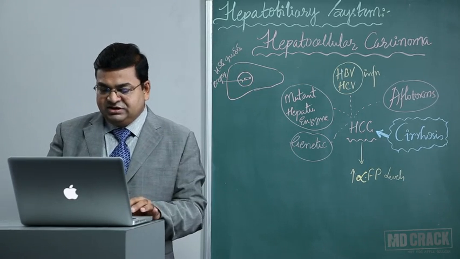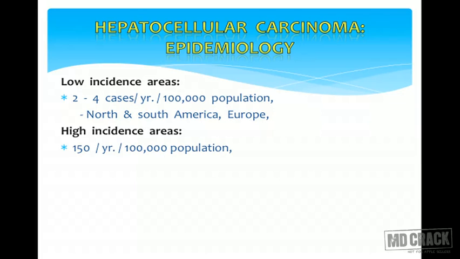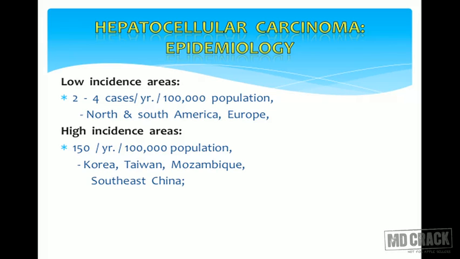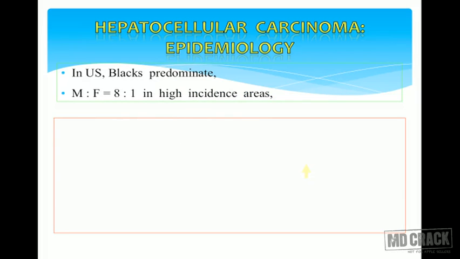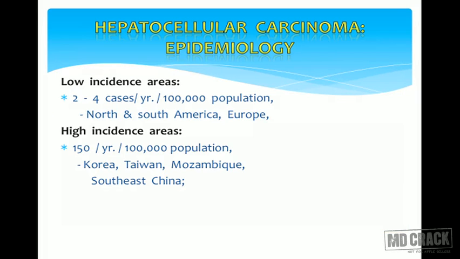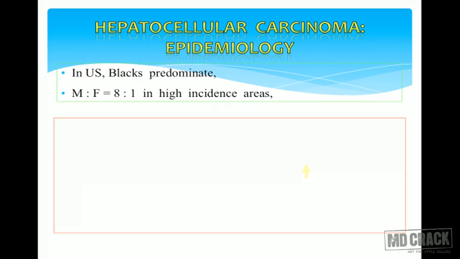Hepatocellular carcinoma is very common in the North and South American population and even the European population, and even in China, HCC is very, very common. It is 2 to 4 cases per year per 1 lakh population. High incidence areas, especially Southeast China, Korea, and Taiwan, have around 150 cases per year per 1 lakh population. So different countries will have a different incidence of hepatocellular carcinoma.